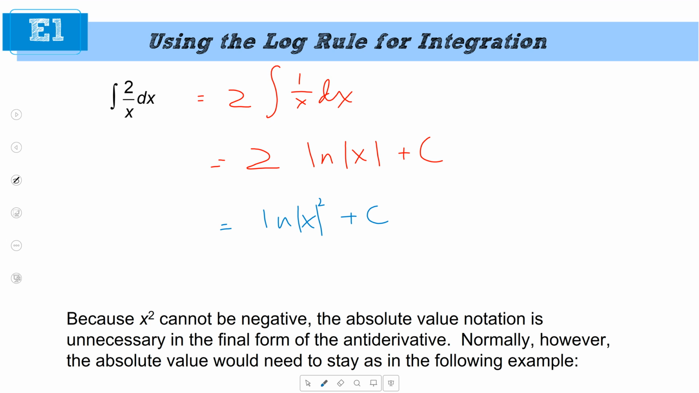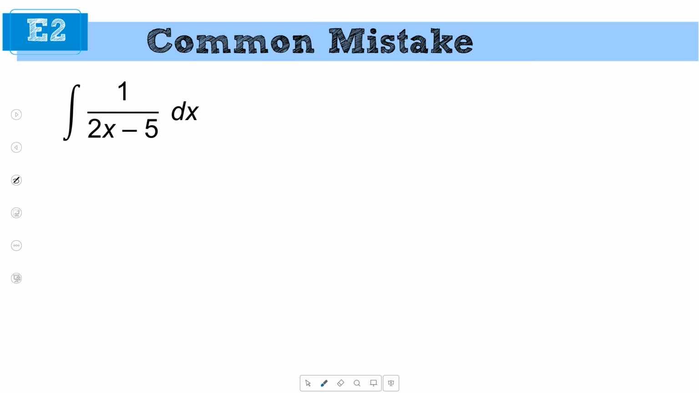You're waiting for a big kick in the head, aren't you? Okay, so, as this slide says, common mistake. As you do more and more of these problems, people get lulled into a false sense of security. You see 1 over something, and you think that the integral of 1 over something is the natural log of the absolute value of that something. So this would simply be the natural log of the absolute value of 2x minus 5 plus c.